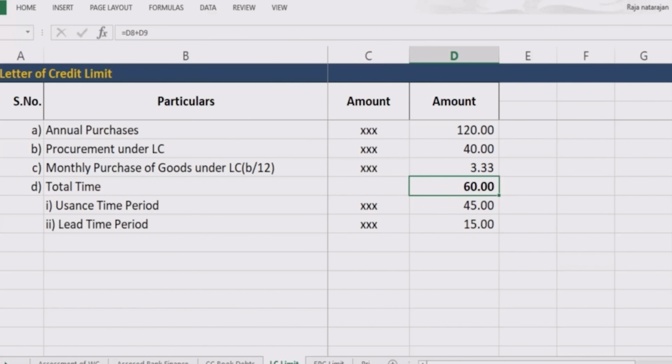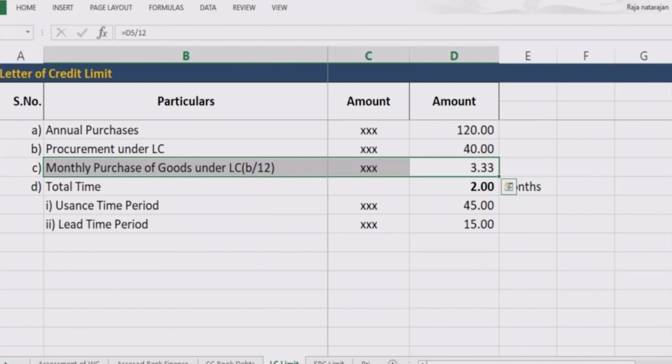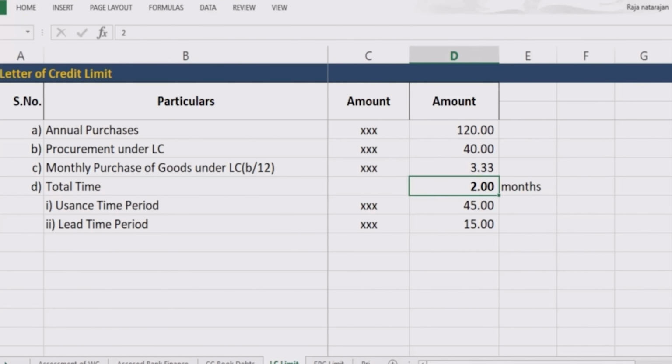That is equivalent to 2 months, right? This is 60 days, which I'm going to say as 2 months. So what is the monthly purchase of goods under LC? It is 3.33 crore. Okay, and I should give LC for 2 months requirement. So my monthly purchase is 3.33. Then for 2 months it will be 3.33 multiplied by 2.